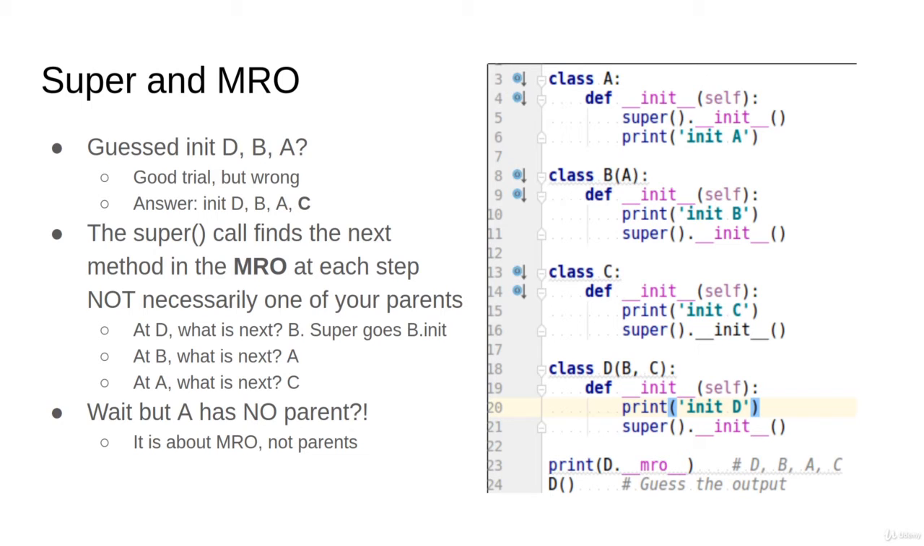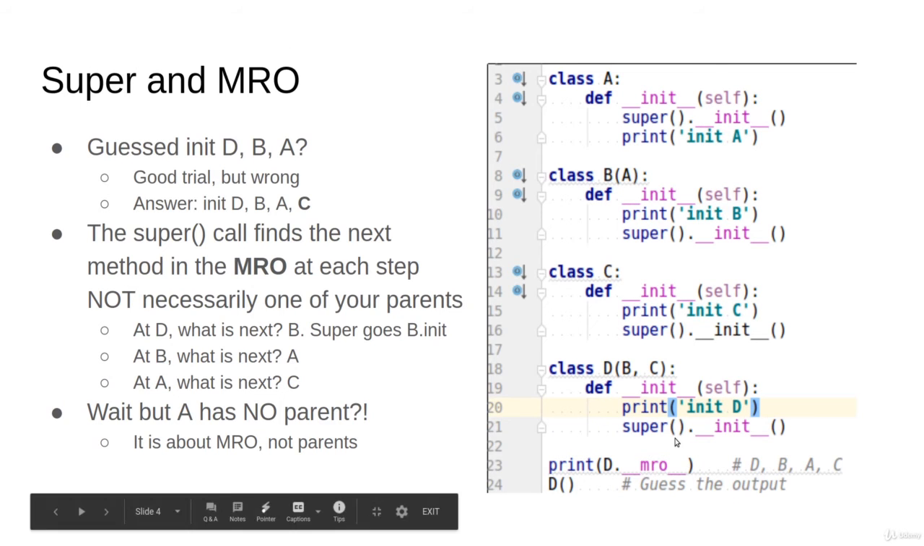The super function is actually using the MRO to find the next method to call in the hierarchy. So super doesn't necessarily call your parent. It's actually calling the next class in the MRO, which is why it causes confusion in practice for some people. Let's go into details here. We are here at D, printing init D, and then we have a call to super. Now, what is the MRO of D? It is D, B, A, C. So super is going to ask the MRO, what is next after D? It is B. So D is going to call B.